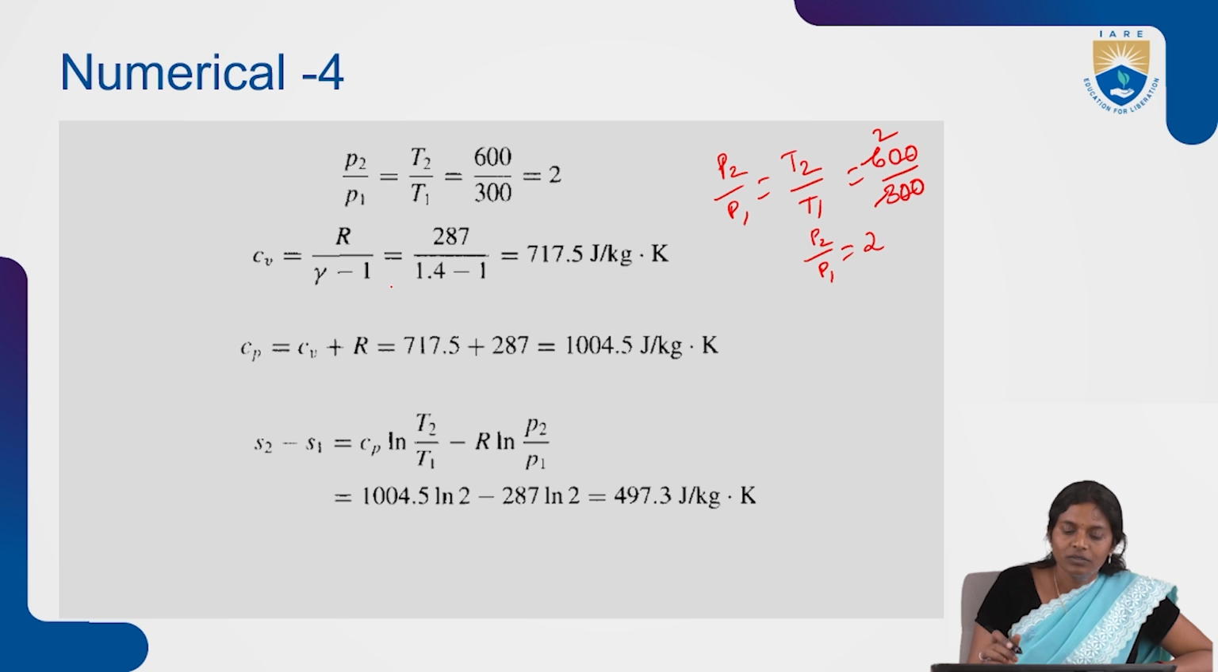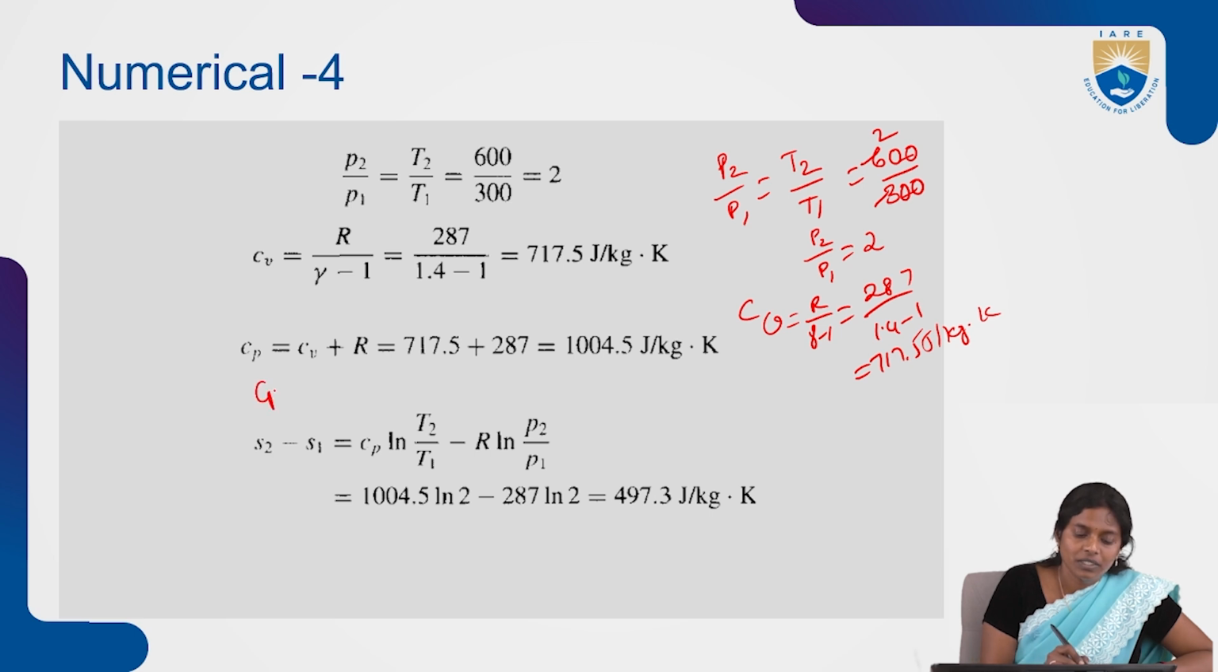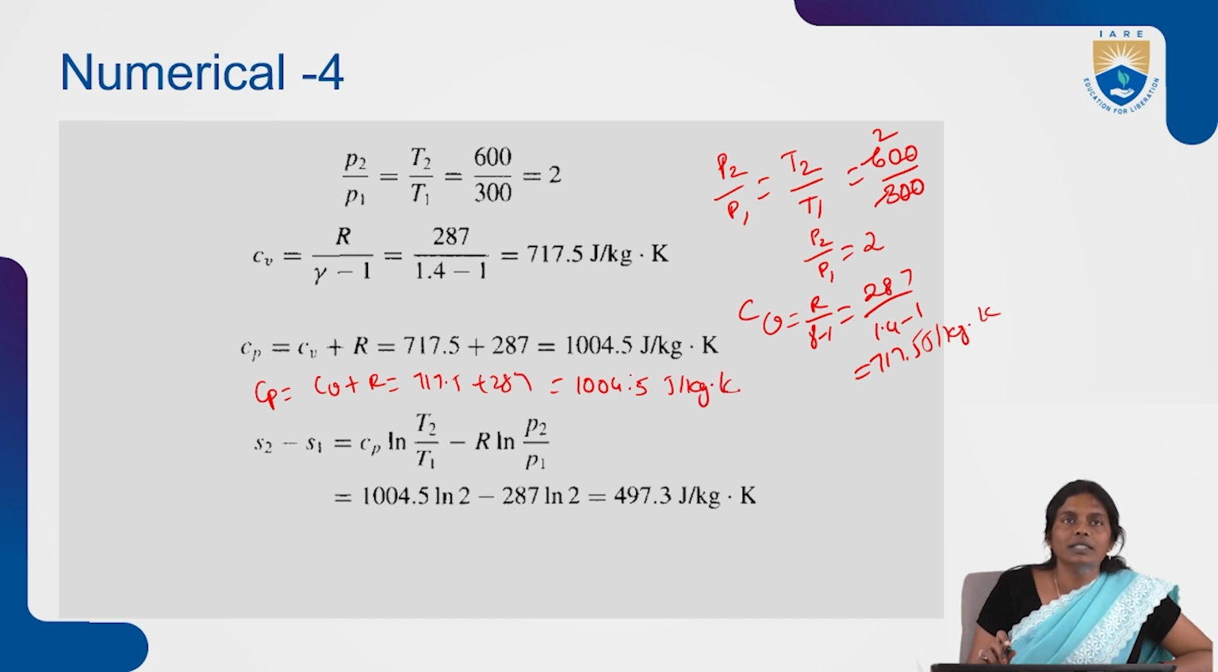Now we know Cv, right? Cv equal to R by gamma minus 1. So Cp is nothing but Cv plus R. So we have 1005 joule per kg Kelvin. So this is the Cp value.